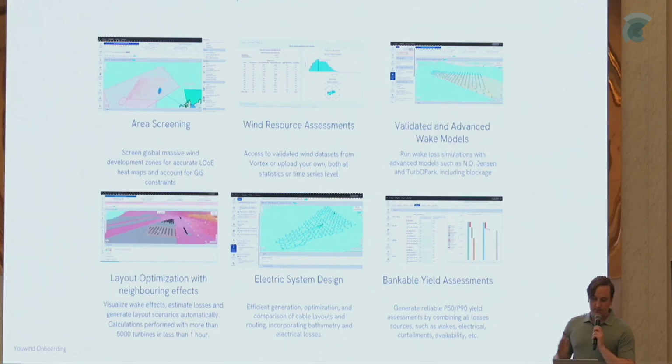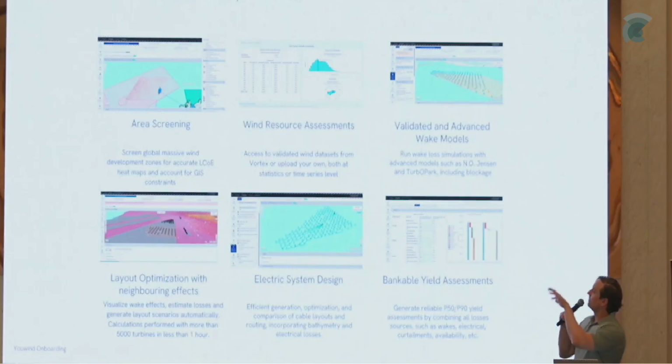So the idea behind Youwind is simple: you start with an area. So how do you go from area screening to a fully bankable yield assessment? You start out with saying, I have a very large seabed or a land area as well that you want to screen.